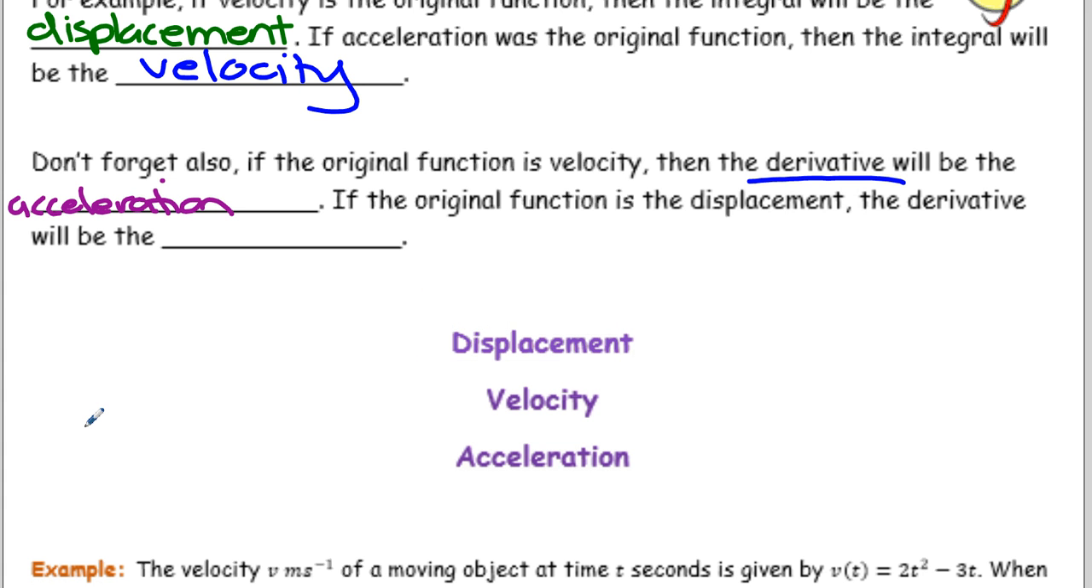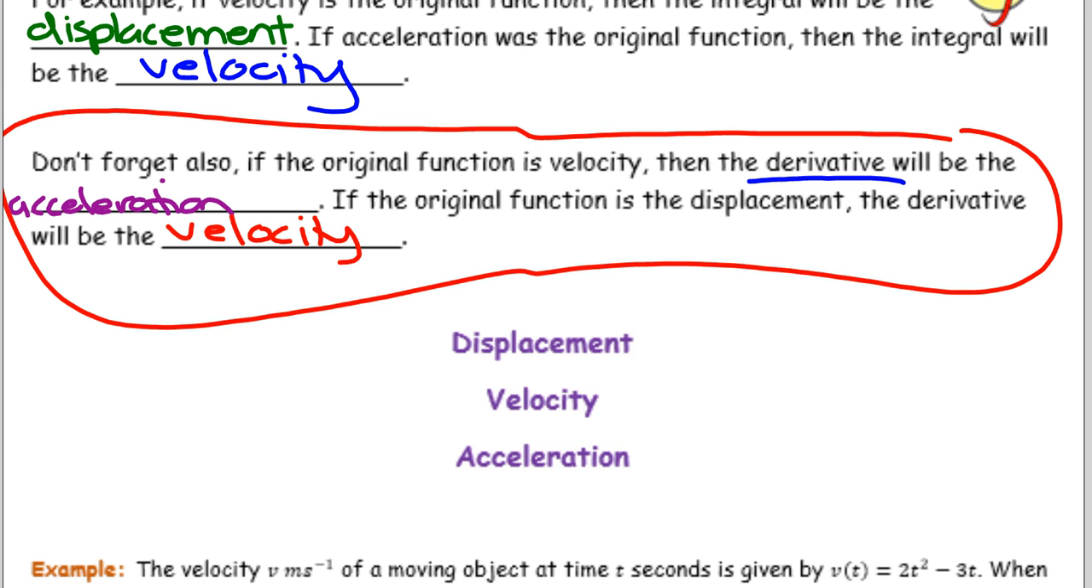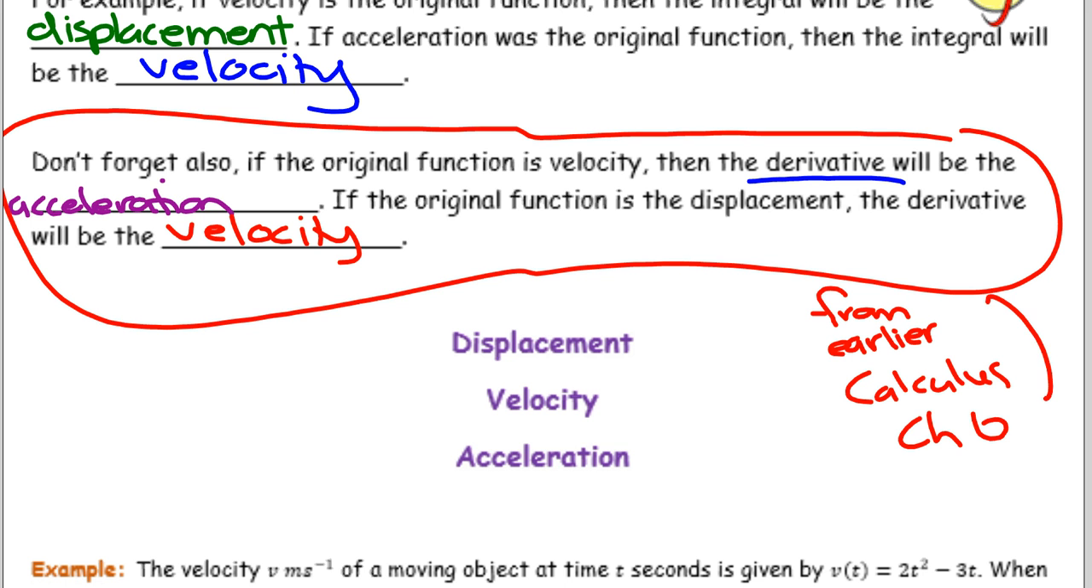All right. If the original function is the displacement, then the derivative would be the velocity. This last little bit was more from earlier in the year, from earlier calculus, as in chapter 6. What we're doing now is chapter 9, but this bit was just recapping chapter 6. So this was just pointing out that they're sort of the opposite.